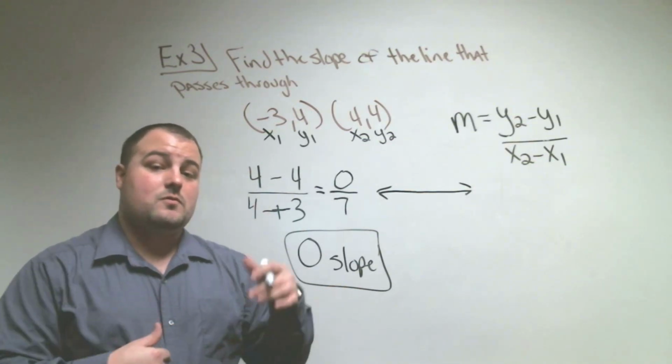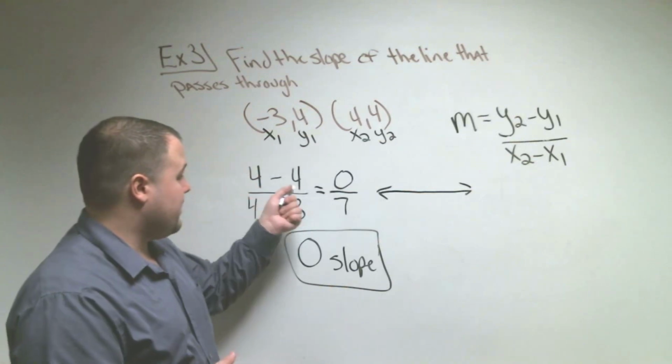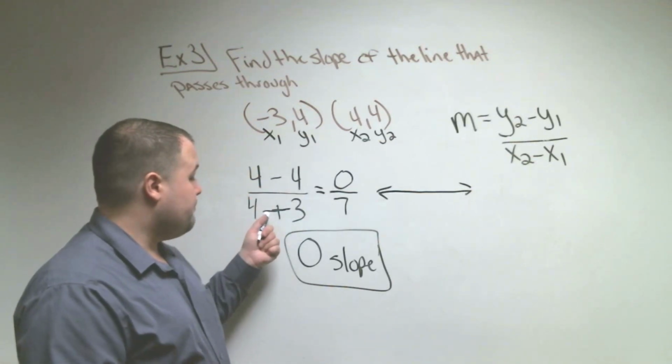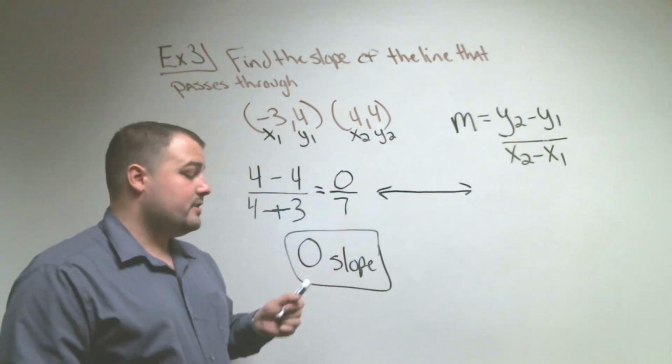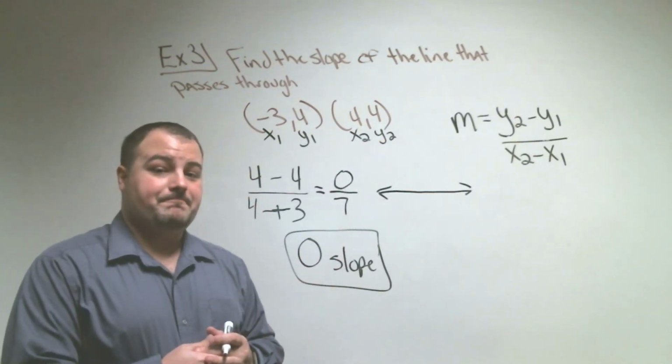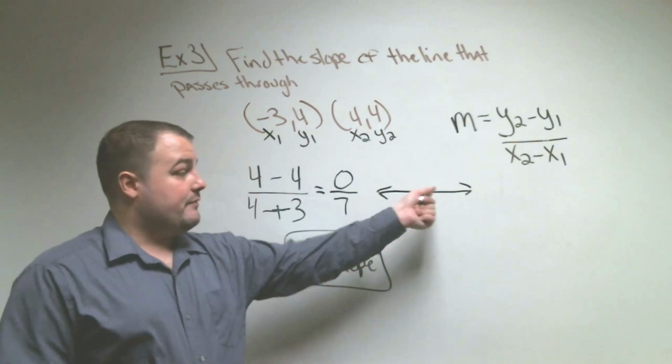We took our y2 minus our y1, that's right here. We took our x2 minus our x1, and that's right there. 0 divided by 7 is 0, so our slope is 0. That's the answer to this problem. The graph would look like that.